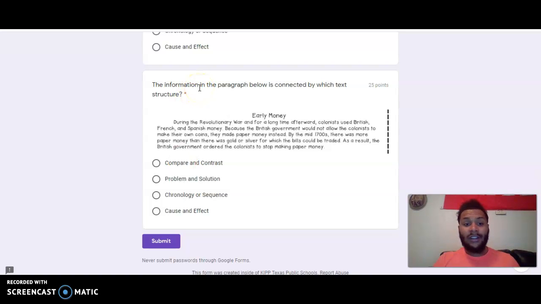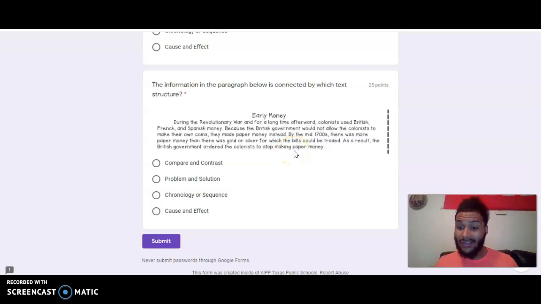Last one. During the Revolutionary War and for a long time afterward, colonists used British, French, and Spanish money. Because the British government would not allow the colonists to make their own coins, they made paper money instead. By the mid-1700s, there was more paper money than there was gold or silver for which the bills could be traded. "As a result" is the key phrase in this text. As a result, the British government ordered the colonists to stop making paper money.